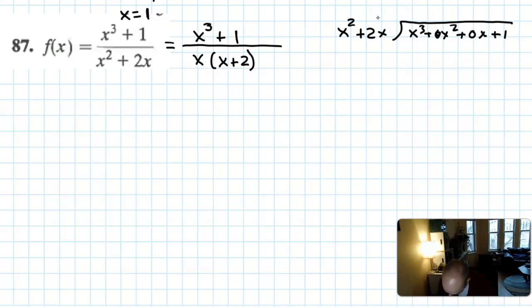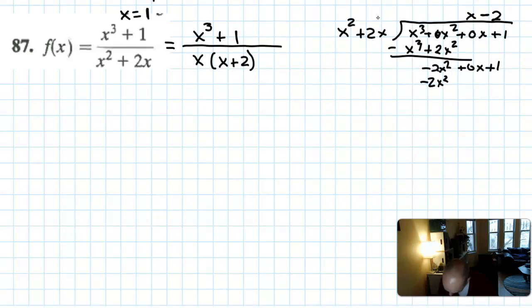So x cubed into x squared goes x times, and we get x cubed plus 2x squared. We have to subtract that down, so we get minus 2x squared. Bring everything else down. And then this is going to go minus 2 times minus 2, and that's going to be then minus 4x. Subtract down, that becomes positive 4x. Bring that down, it's 1.